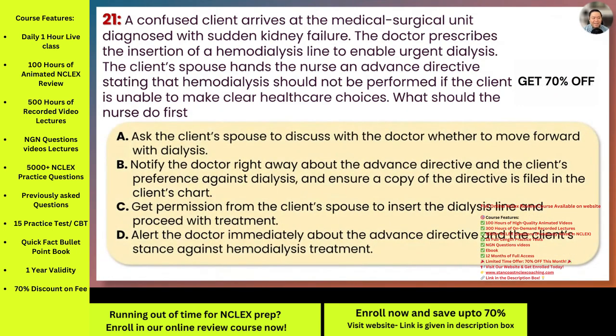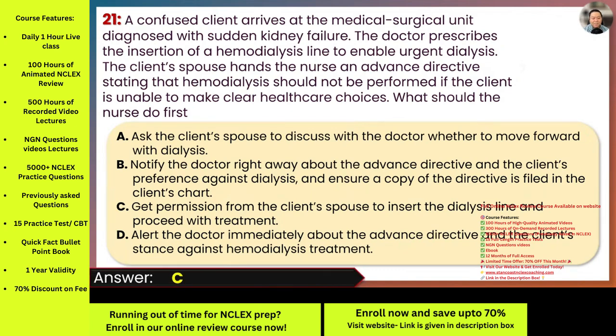Options. A. Ask the client's spouse to discuss with the doctor whether to move forward with dialysis. B. Notify the doctor right away about the advance directive and the client's preference against dialysis and ensure a copy of the directive is filed in the client's chart. C. Get permission from the client's spouse to insert the dialysis line and proceed with treatment. D. Alert the doctor immediately about the advance directive and the client's stance against hemodialysis treatment. The answer here is letter B.